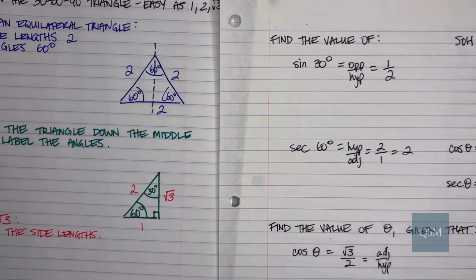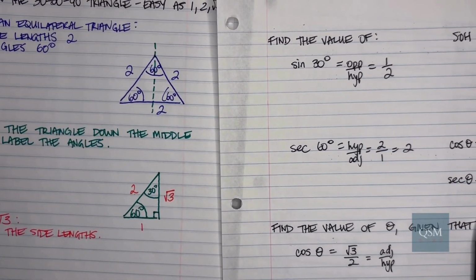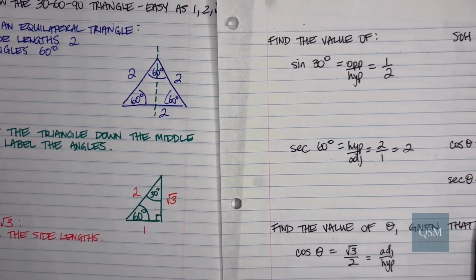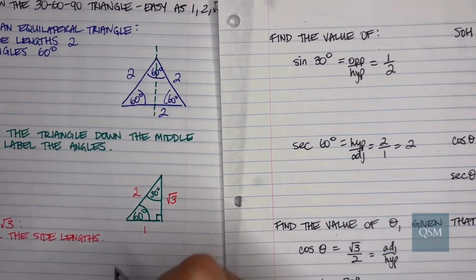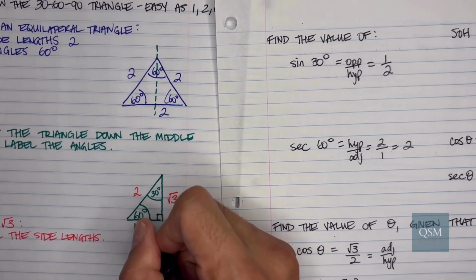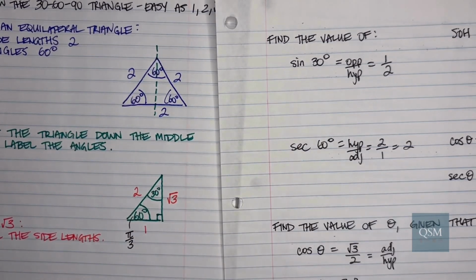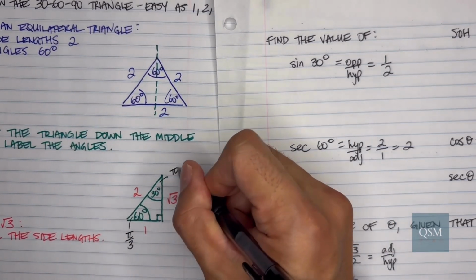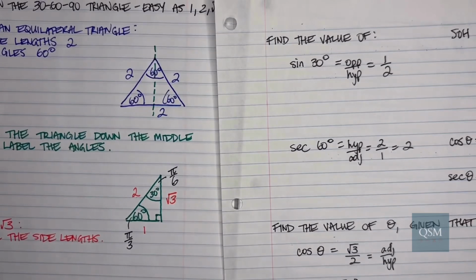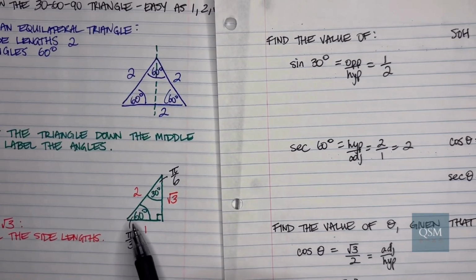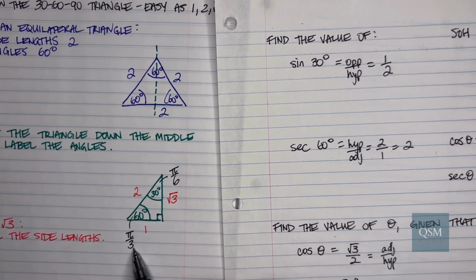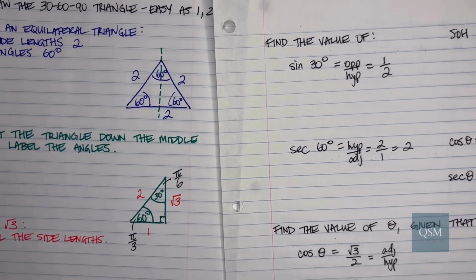You may have learned about radians. Radians are just another way of measuring angles, and in radians 60 degrees is equal to pi over 3, and in radians 30 degrees is equal to pi over 6. So when you're converting this triangle to radians, these digits kind of switch. 60 becomes pi over 3, 30 becomes pi over 6.